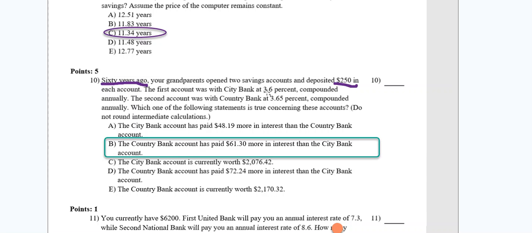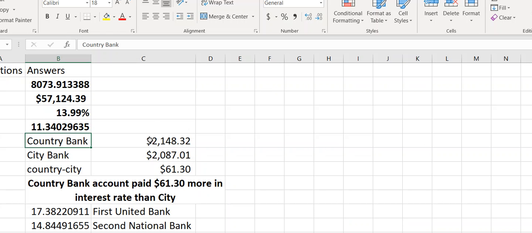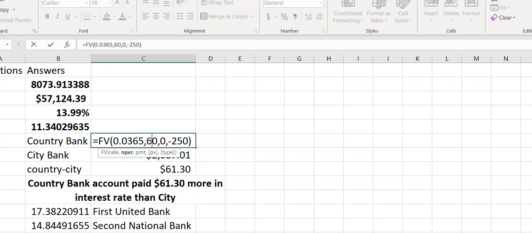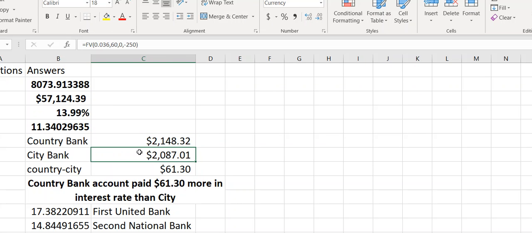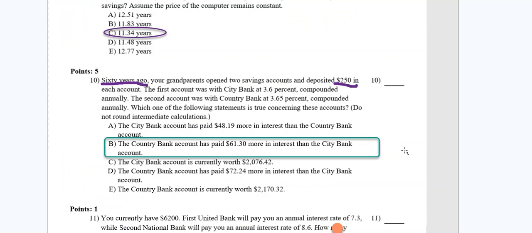So let's try to find first the future value with the Country Bank with the equation future value, and the future value with the Citibank, and the total value. So the difference between Country Bank future value and Citibank future value is 61.30. So you will be earning $61.30 more with the Country Bank than the Citibank.